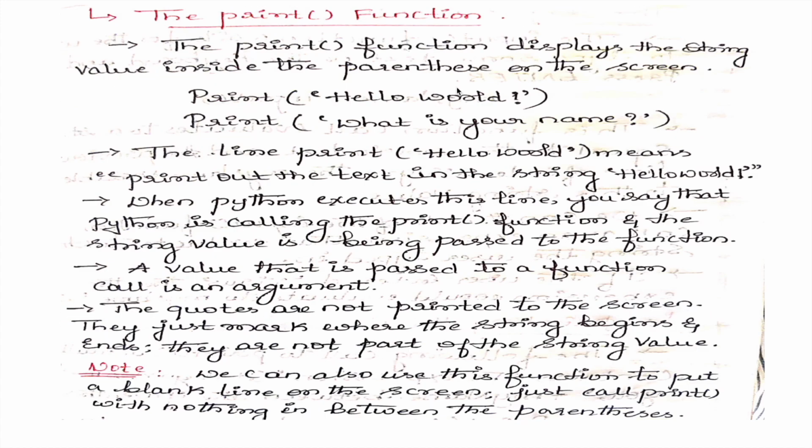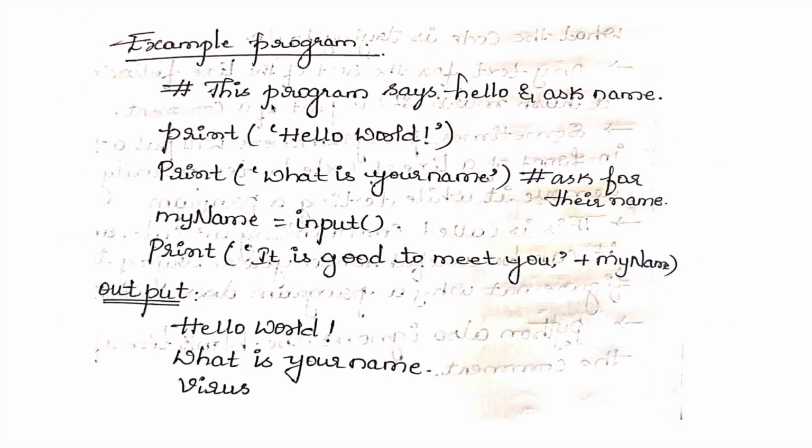Okay, now we will see this program. The comment says this program says hello and asks name, so you can understand that this program will ask for a name. Print hello world: it will print hello world because the print function prints whatever is inside the quotes. Next, print what is your name: it will print what is your name.